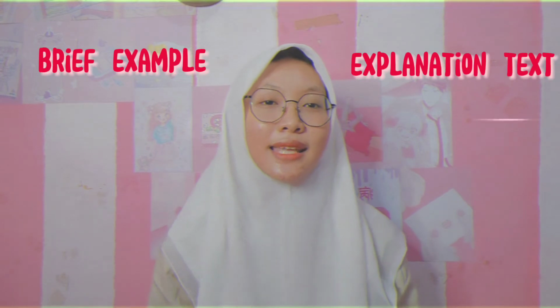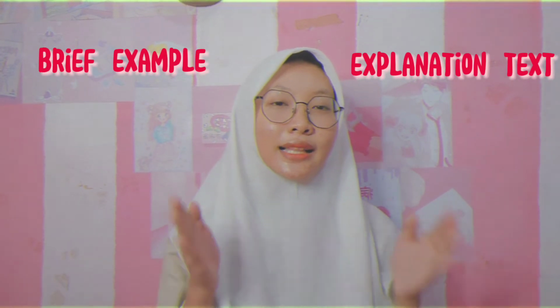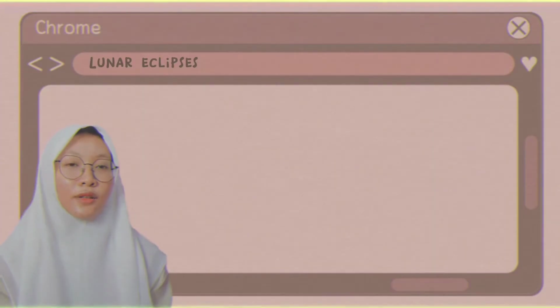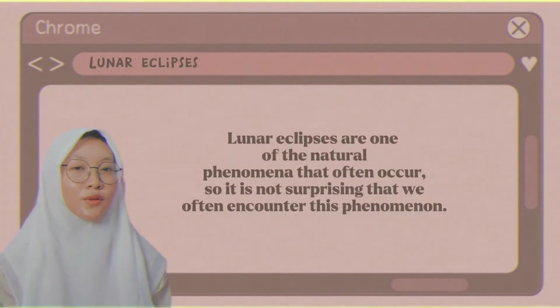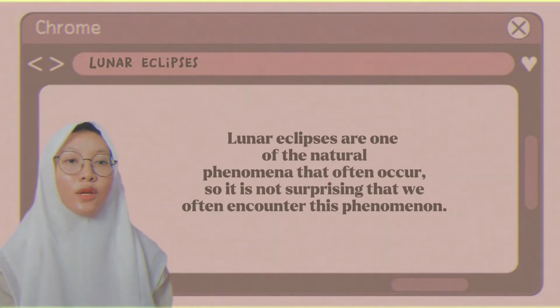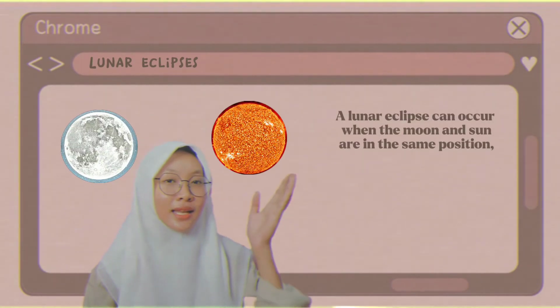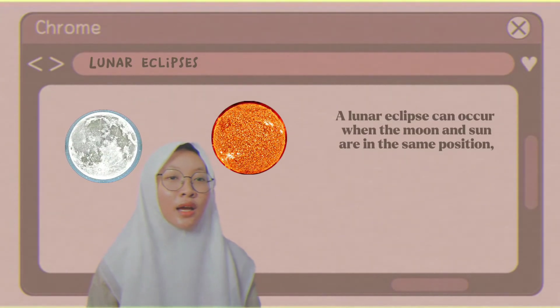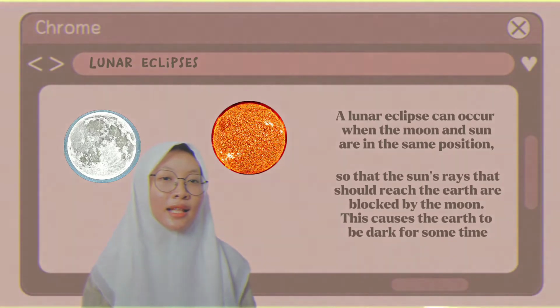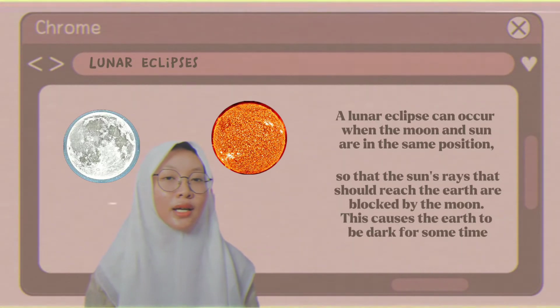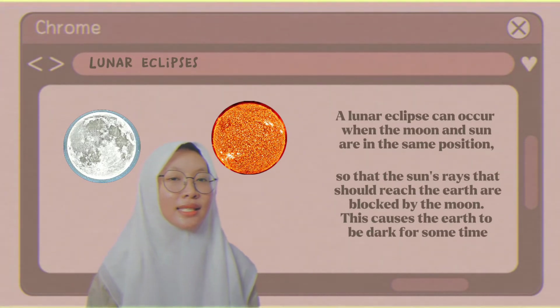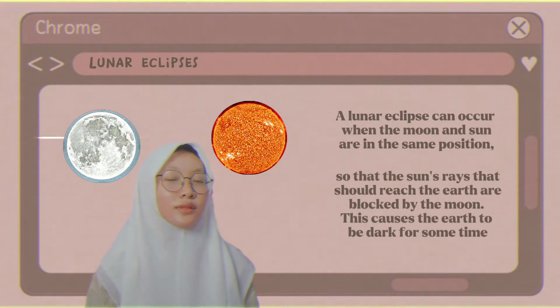Now lastly, I will give a brief example of an explanation text, which is about a lunar eclipse. Lunar eclipses are one of the natural phenomena that often occur. It is not surprising that we often encounter this phenomenon. A lunar eclipse can occur while the moon and sun are in the same position, so that the sunlight that should reach the earth is blocked by the moon. This causes the earth to be dark for some time.